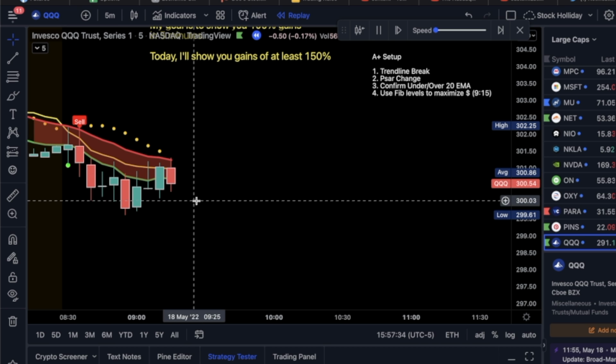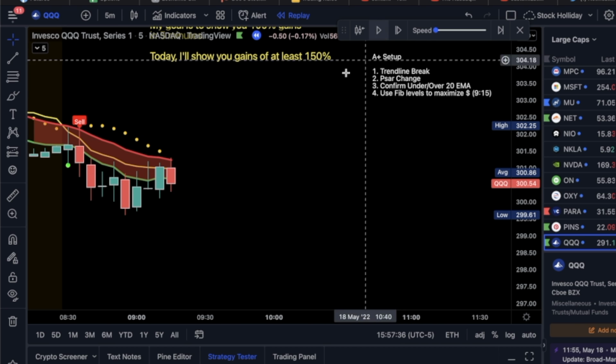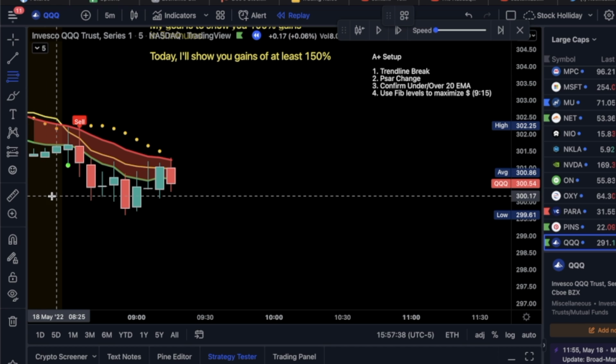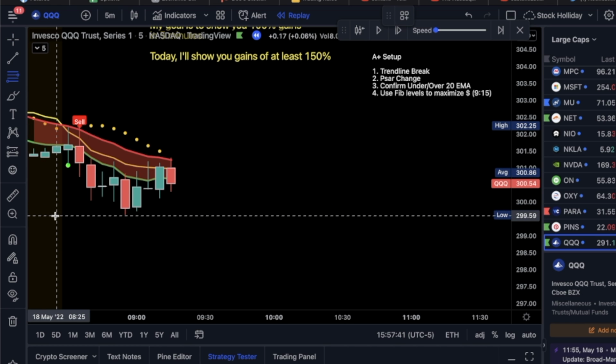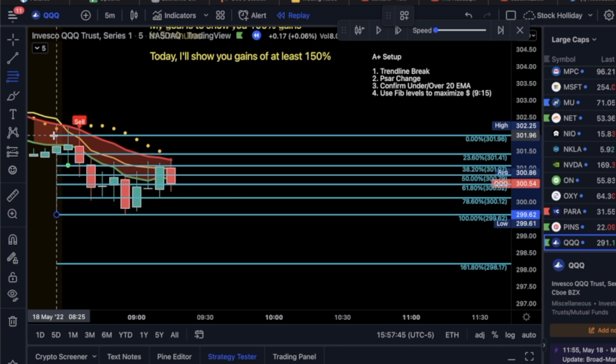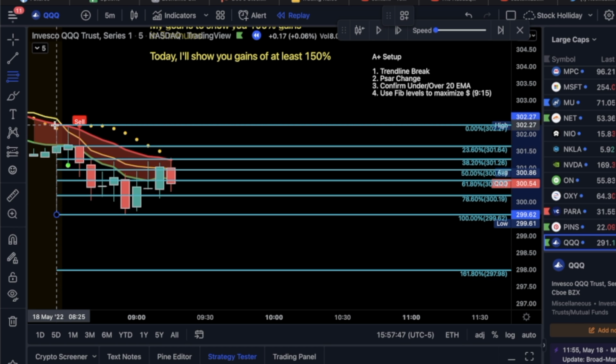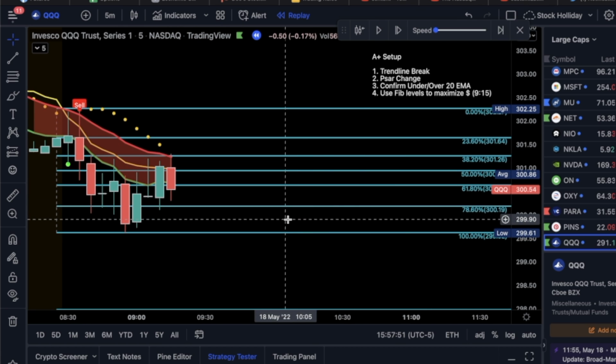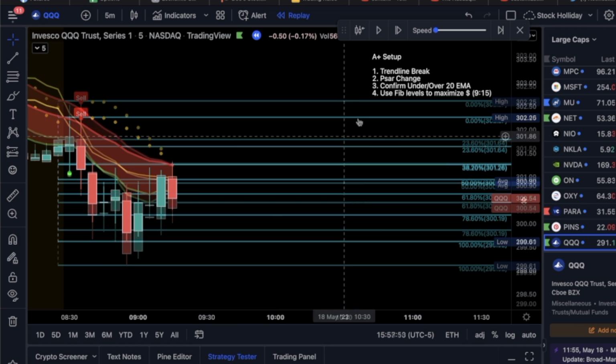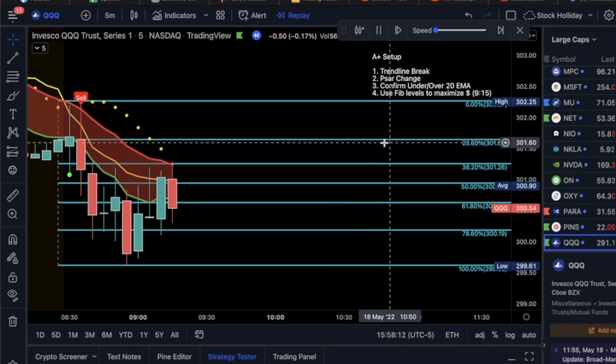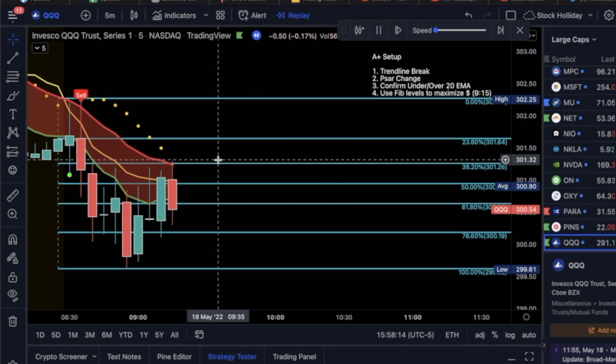So we are now at 9:15, so I'm actually going to pause this, and this is the time where, even though this is in a really, really tight range here, I will draw out my fib levels and just have that here as something that we can look at for reference in our trades throughout the day. So I'm just going to maximize this view so we can see these a little bit better.